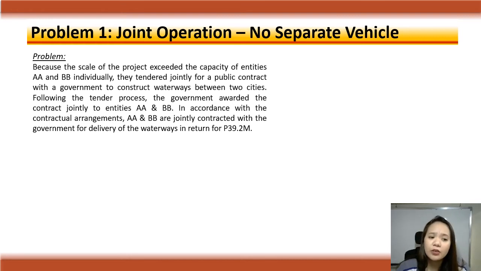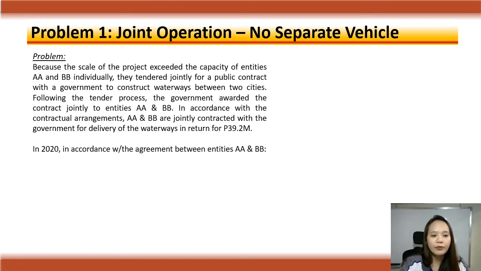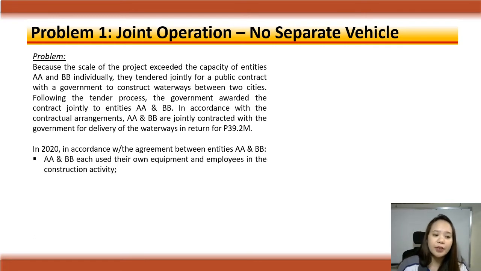Following the tender process, the government awarded the contract jointly to A and B. In accordance with the contractual arrangements, AA and BB are jointly contracted with the government for delivery of the waterways in return for the contract cost, a fixed price contract of 39.2 million. Now, in 2020, in accordance with the agreement, AA and BB use their own equipment and employees. So, kanya-kanya sila talaga. Hindi sila nag-form ng another incorporated entity or separate vehicle na may sariling libro.